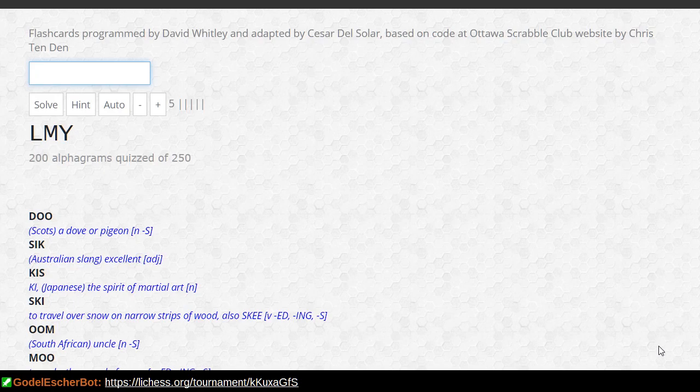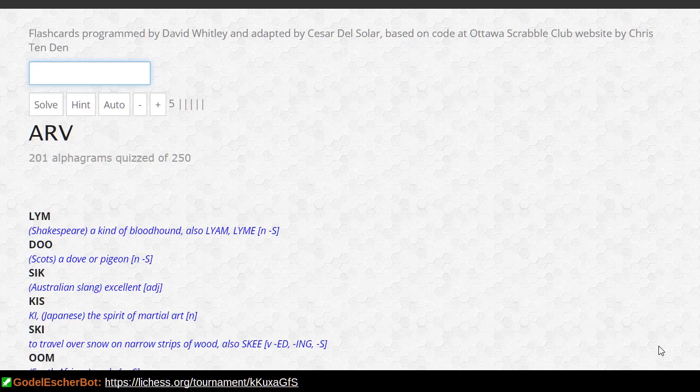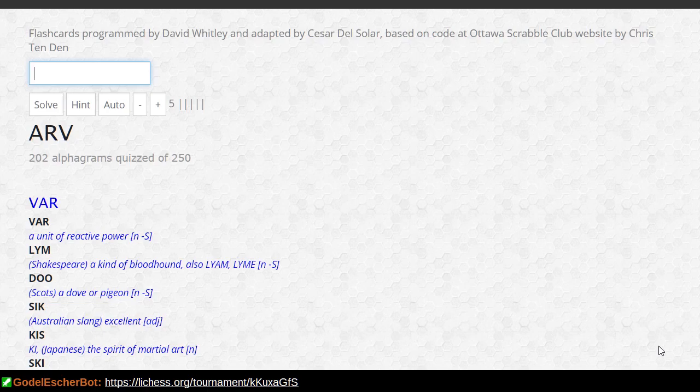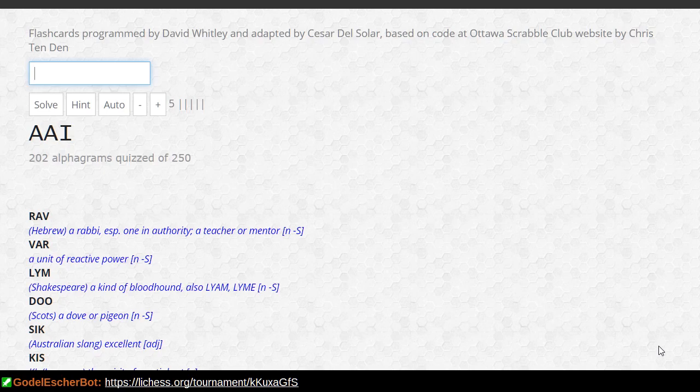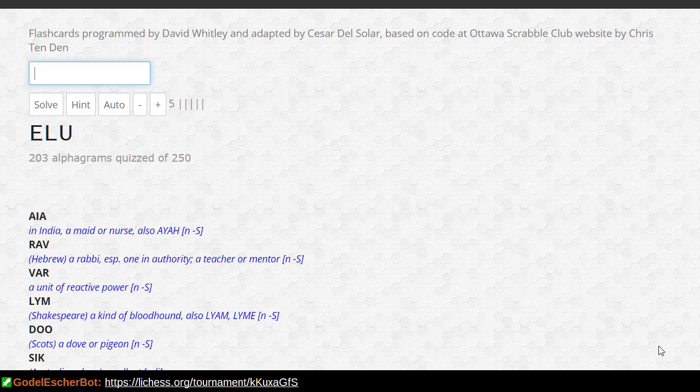Is this limb? A bloodhound. That's the lime, okay. Is this invalid? No, var. Unit of reactive power. What else could be here? Rav? A rabbi. Yeah, okay, I've seen this before. Aya. A maid or a nurse?